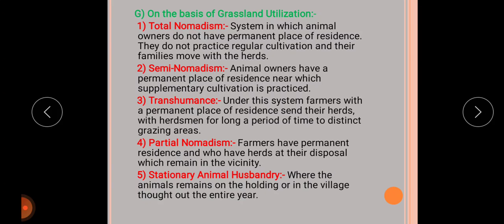First, total nomadism, a system in which animal owners do not have a permanent place of residence. They do not practice regular cultivation, and their families move with the herds. Whether sheep, goat, cow or buffalo, mostly sheep and goat rearing comes under total nomadism.